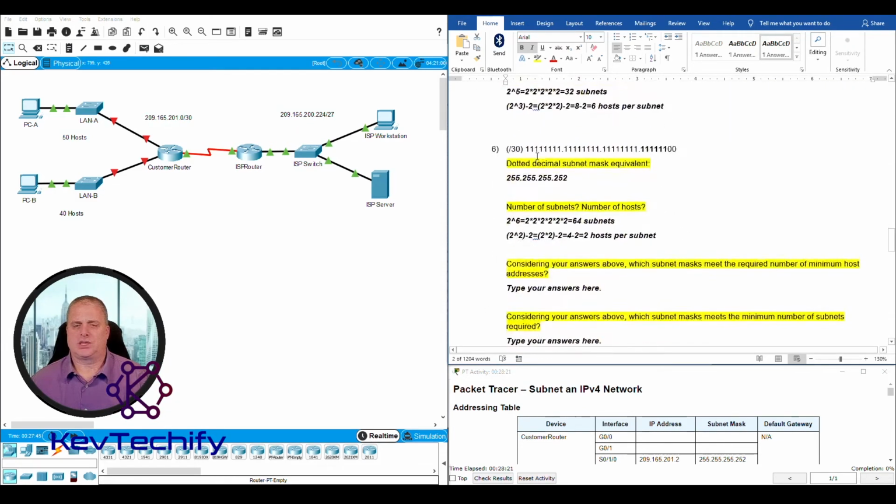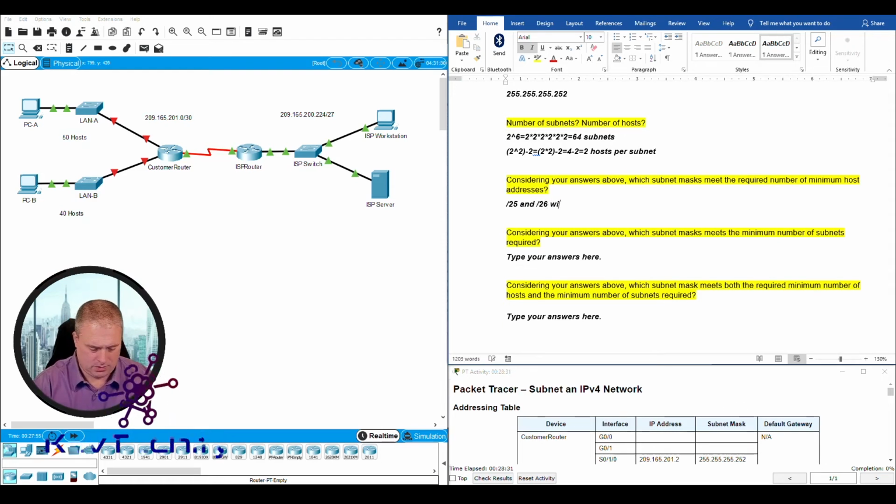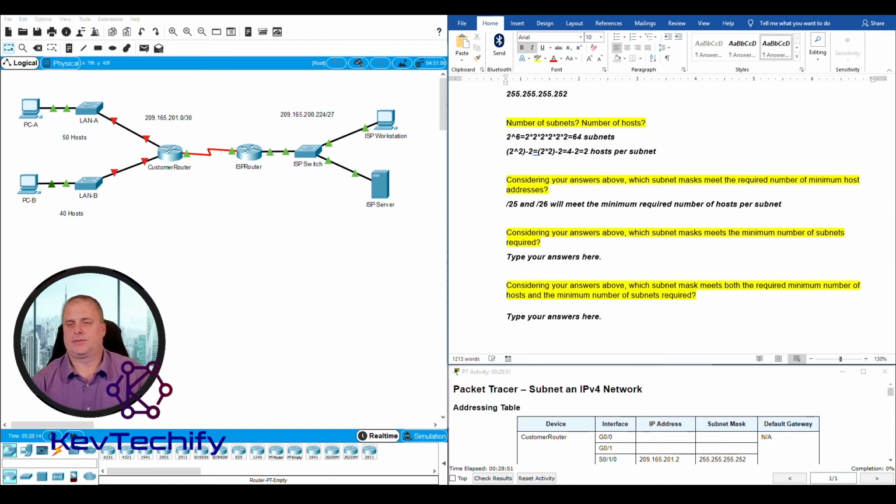/25 and /26 will meet the minimum required number of hosts per subnet.